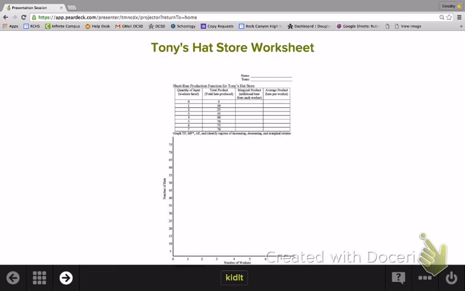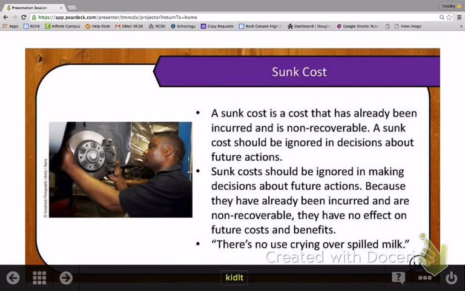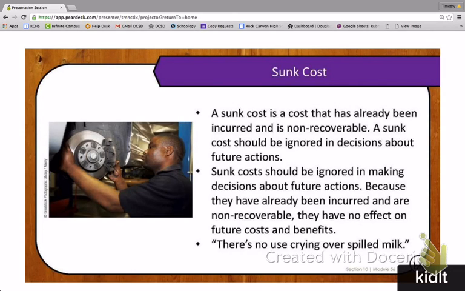Here's an activity we'll do in class. And so this concept is important to understand, sunk costs, and it's a very common mistake that people make. A sunk cost is a cost that has already been incurred and is non-recoverable. And so when making a decision, you should never consider a sunk cost as a cost of the decision because you can't change it.